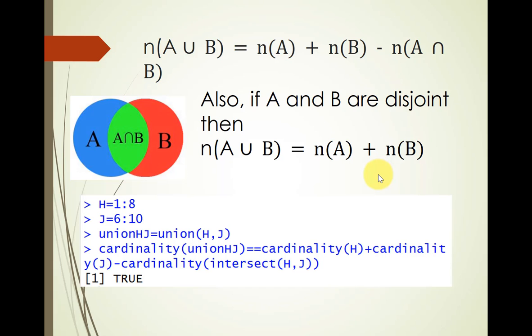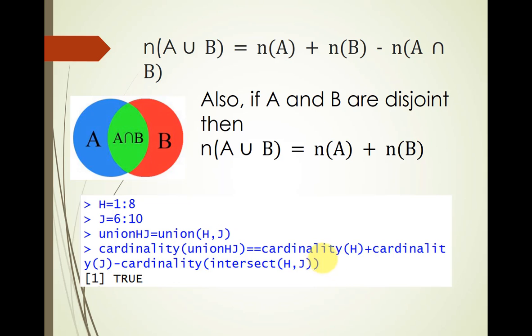Okay, let's look at our code for this. So suppose we have two sets, H, which is 1 through 8, and J, which is 6 through 10. Do they have anything in common? Yes, of course they have 6, 7, and 8 in common. So we can define the union of HJ equals our union function of H comma J. Now let's check the cardinality.